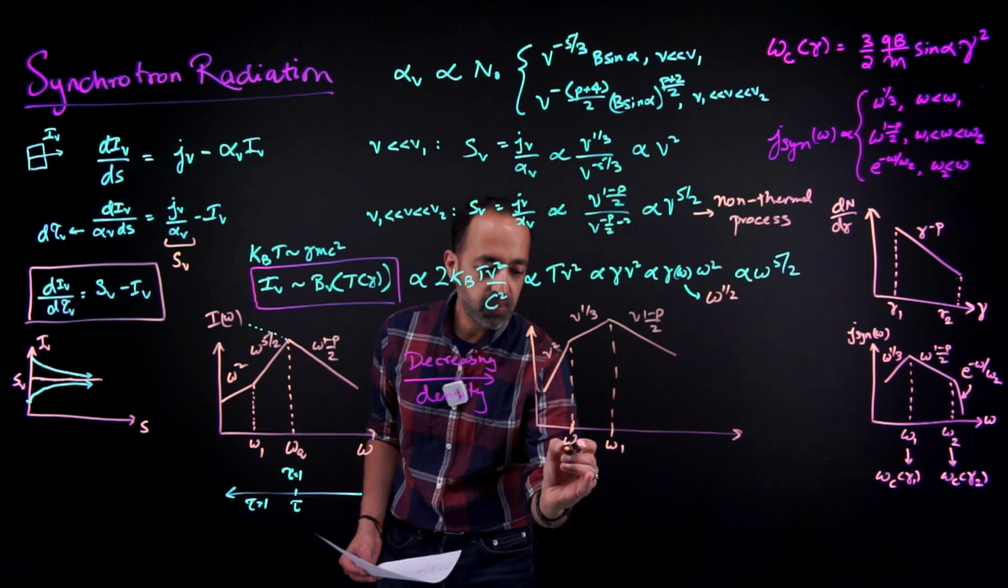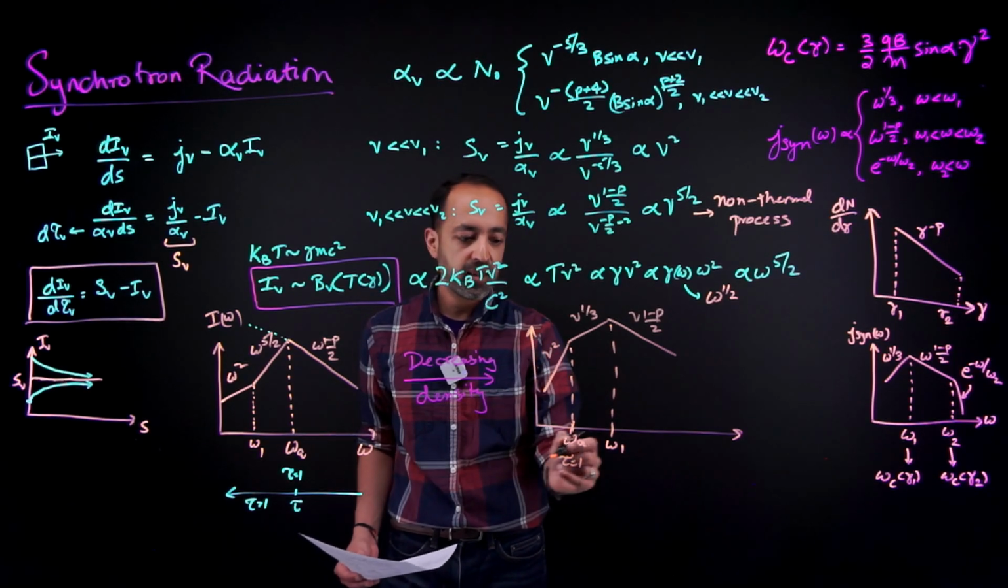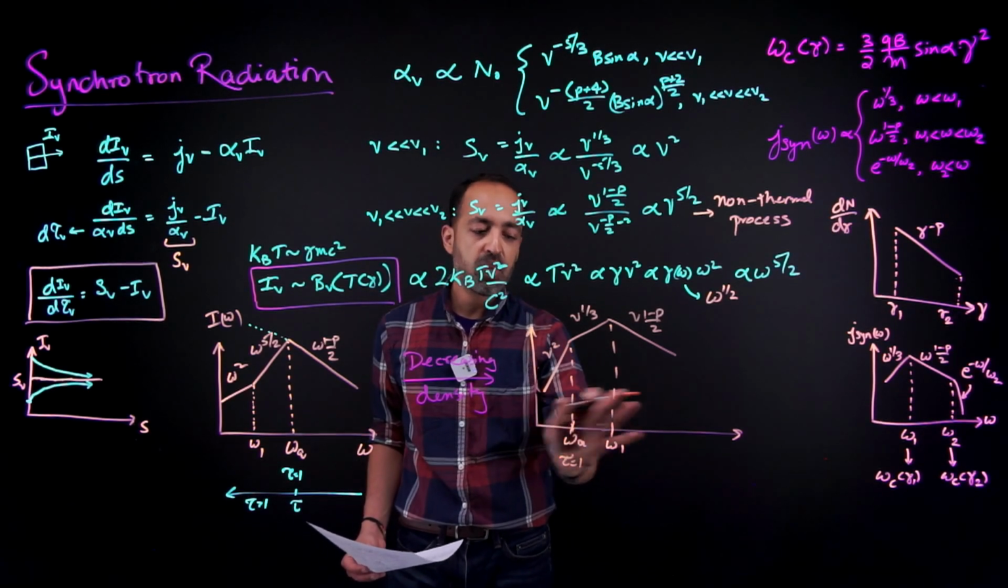Here, in this system, the tau equals 1 point is over here. This part is optically thick. This part and above is optically thin.